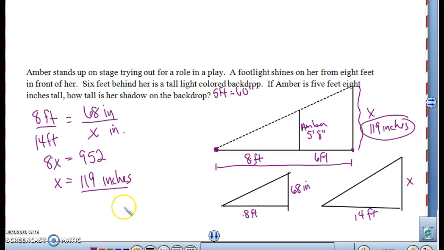Okay, so the important part about doing these problems is to be able to draw your diagram and draw the triangles out separately. It's very, very important so you can see what values you have.